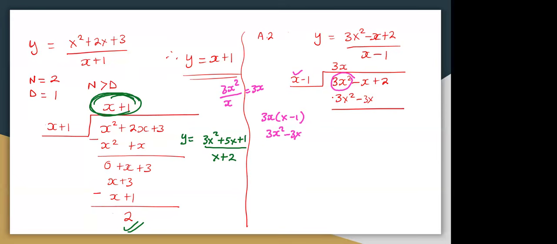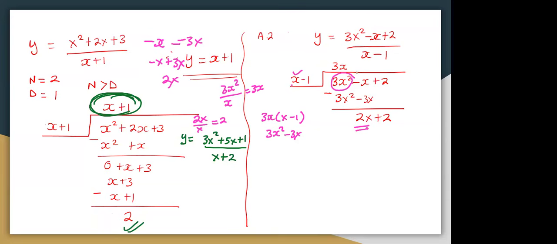So when you subtract, you'll have here negative minus minus. I think that is where people go wrong: it is negative x minus minus 3x. So this gives you negative x plus 3x, which gives us a 2x. So here I'll remain with my 2x plus 2. Then I'll have this 2x divided by x. So 2x out of x gives us a 2.